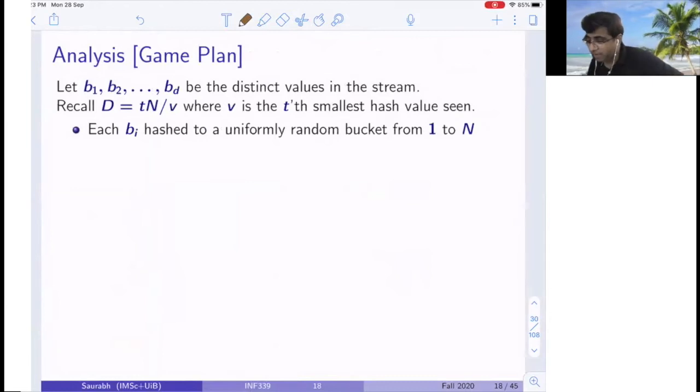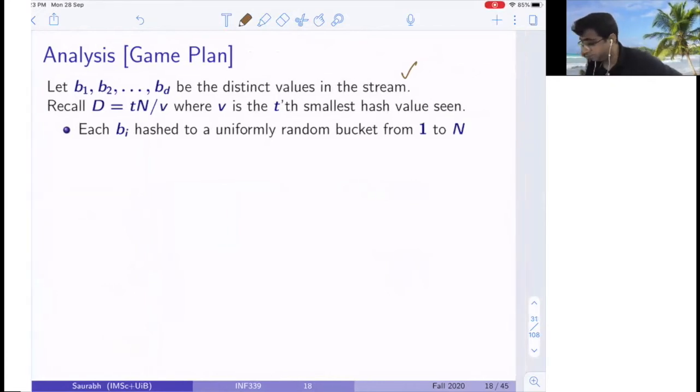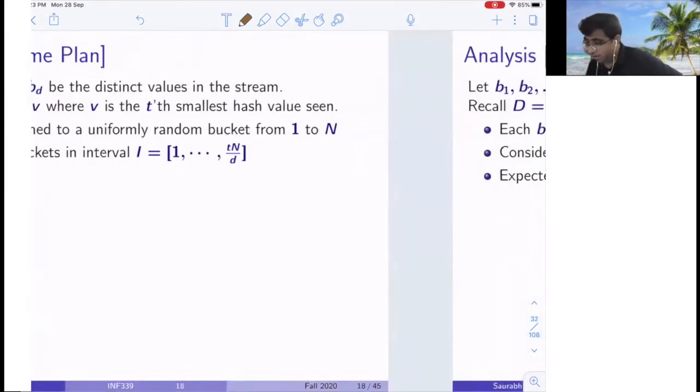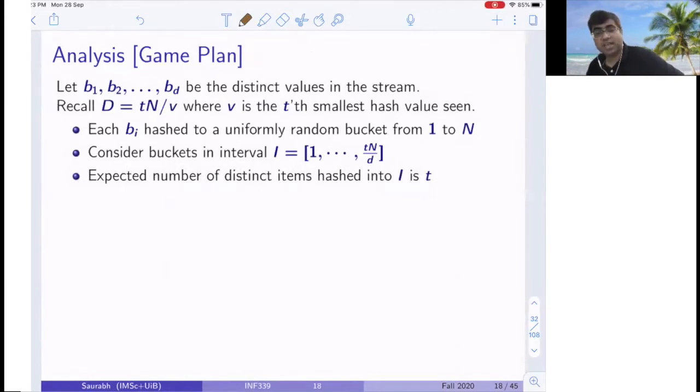Okay. So let B1 to BD be distinct values in the stream. And let Tn by V, where V is the tth smallest hash value in the stream. And each BI hashes to a uniformly random bucket from 1 to n. Now consider the interval 1 to Tn by D. The question is, the expected number of distinct items hashed to this interval is T. It should have been T plus 1, but just for clarity, let's keep it this way.